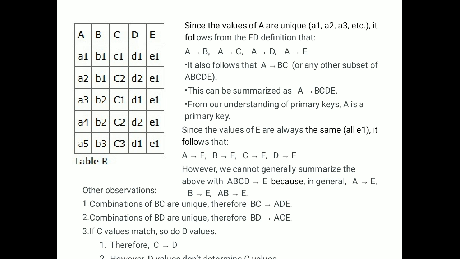Now if we take the combination of B and C into consideration, this combination is also unique. Therefore, BC and ADE are functionally dependent. Similarly, BD and ACE are also functionally dependent. If the C value matches, then the D value also matches. So therefore, D is also functionally dependent on C. So this is how we have studied the concept of functional dependency. Thank you for listening.